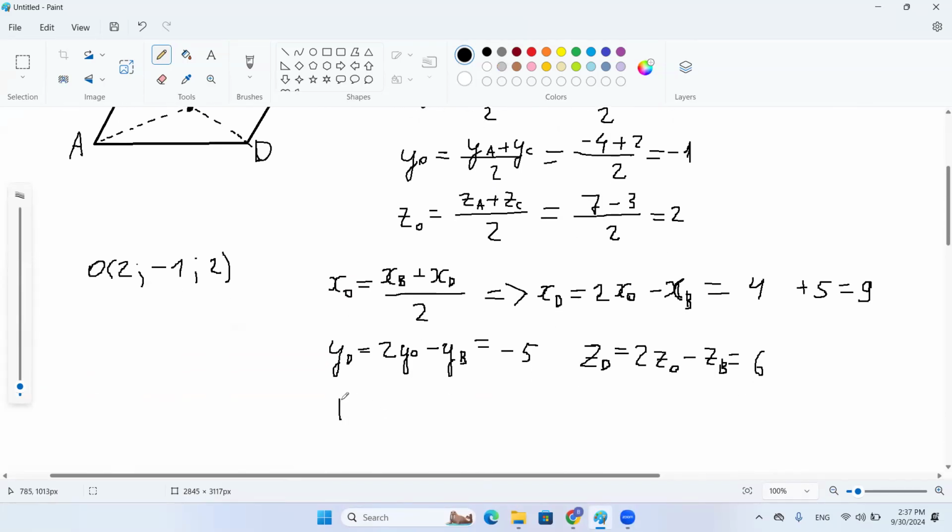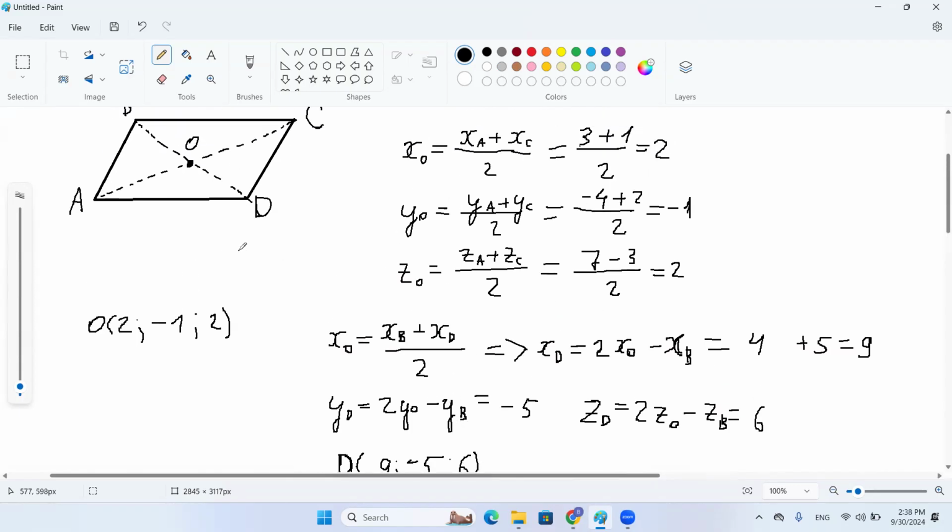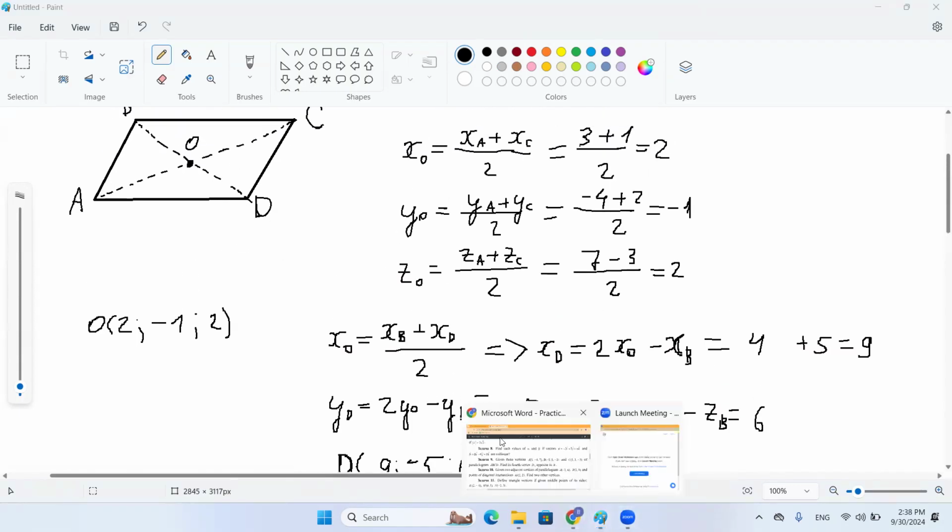So the coordinates of D, let's write it to look at. D equals 9, minus 5, 6. So the coordinates of D. Okay, maybe you have any questions about this task or not? No. No, okay.